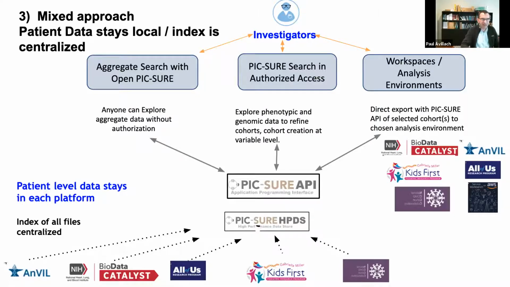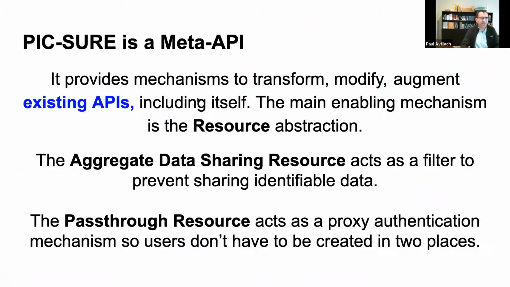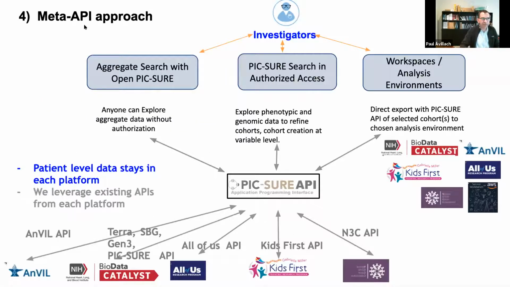And the last one is because PIC-SURE is a meta API. By construction, it enables augmenting and accessing all the different APIs, including itself. It enables an aggregate data sharing resource or pass-through resource that connects to other APIs. So another solution would be a meta API approach, leveraging the existing APIs from BioData Catalyst, Terra, 7Bridges, Gen3, PIC-SURE, All of Us, Kids First, and 3C that already exist, with different search functions that can be queried through this meta API that just passes through the existing information.